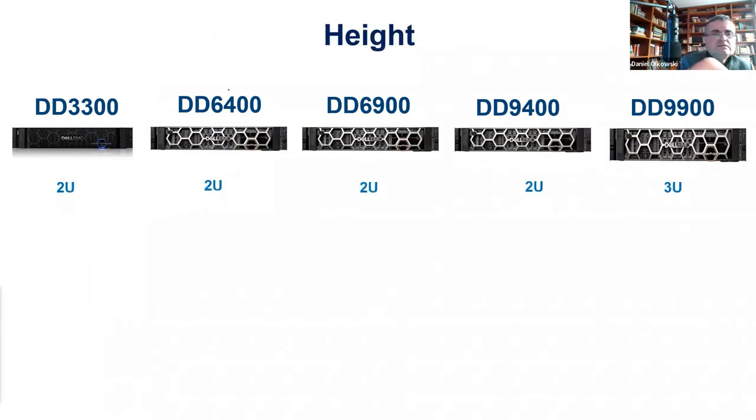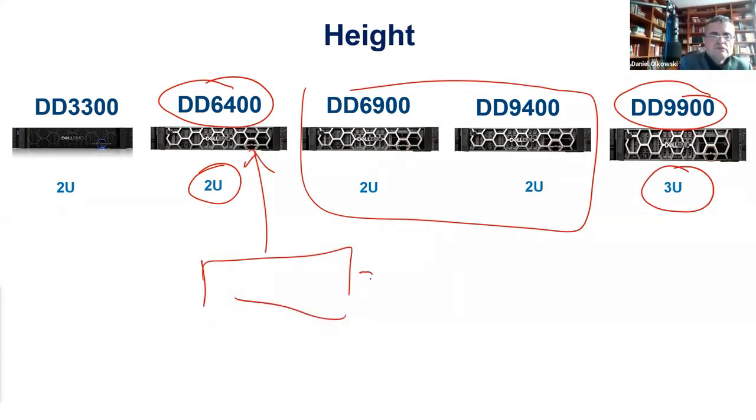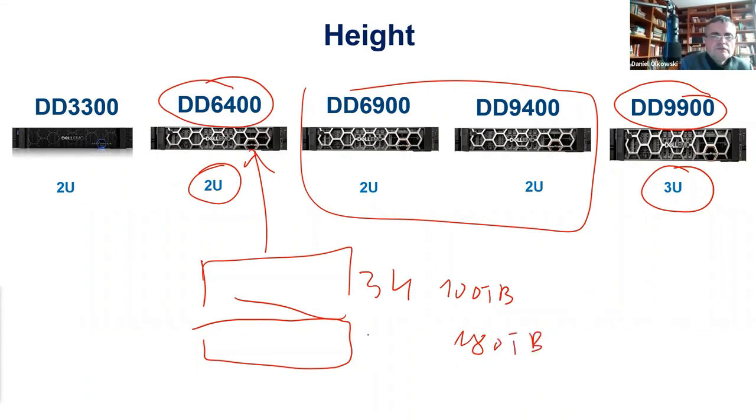And the height of DD6400s is 2U. Those models also have the height 2U. DD1900 is the only one that has height 2U, and the shelf for it is 3U. This is up to, let's say, 100 terabytes. If you want to have 180 terabytes, we need another 3U shelf.